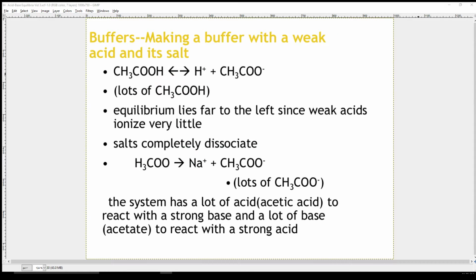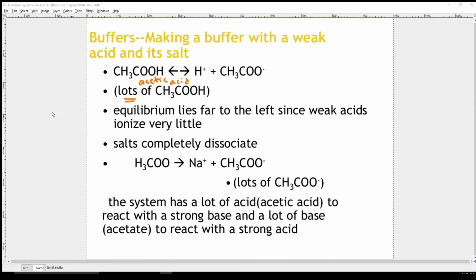Okay, here's an example, making a buffer with a weak acid and its salt. Here we have CH3COOH. What's the name of that? It is acetic acid, which is weak, so that's why we have a two-way arrow here. We know it reacts to form hydrogen and acetate. We're assuming that we have added a lot of acetic acid. In this situation equilibrium will lie very far to the left because weak acids don't really ionize very much. They're not going to release very many hydrogens or acetate ions.